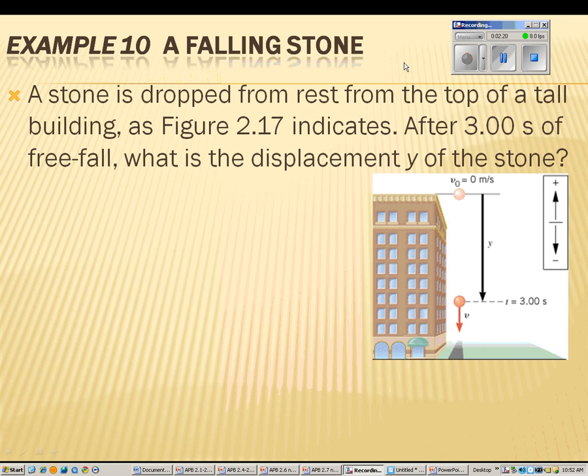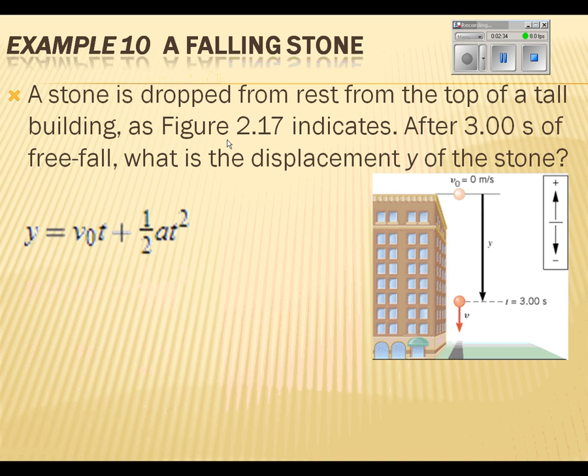Here's example 10, a falling stone. A stone is dropped from rest from the top of a tall building, as figure 2.17 indicates. After 3 seconds of free fall, what is the displacement y of the stone? So we write down our givens here. Actually, what initially you should do is write down your givens.